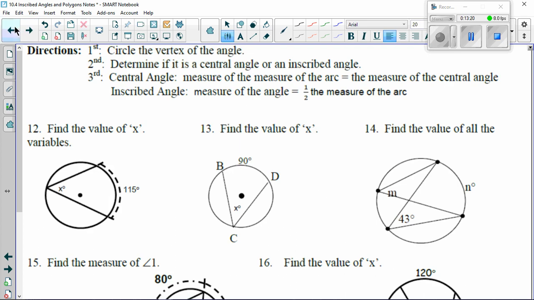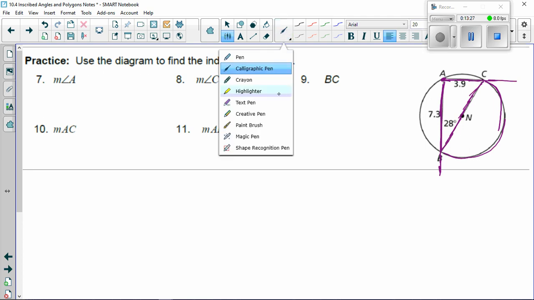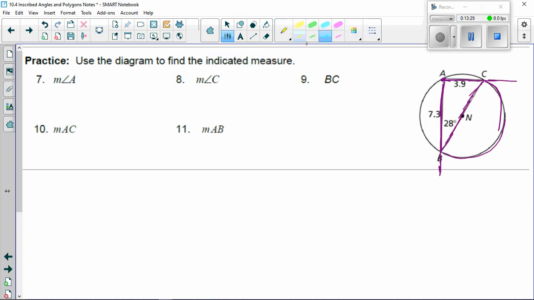All right, so now let me go back to here so we can find these measures. First off, I'm going to do my highlighting. Looking at angle A right here, I notice that as I draw angle A, the angle goes to the ends of my diameter. So that automatically means that this is 180 degrees, so this is 90 degrees. So angle A is 90 degrees.